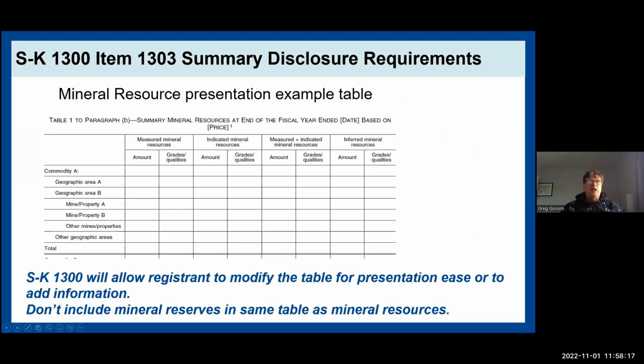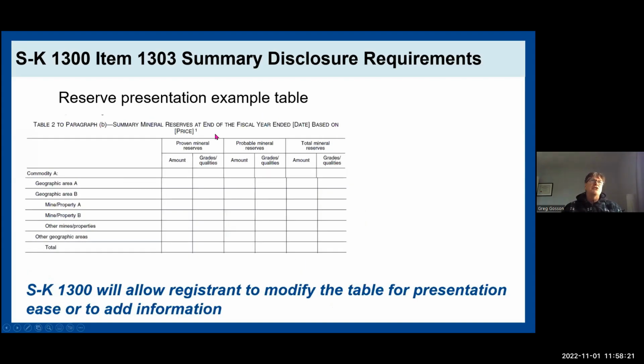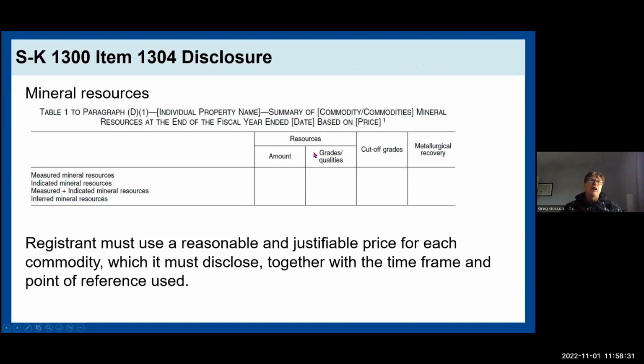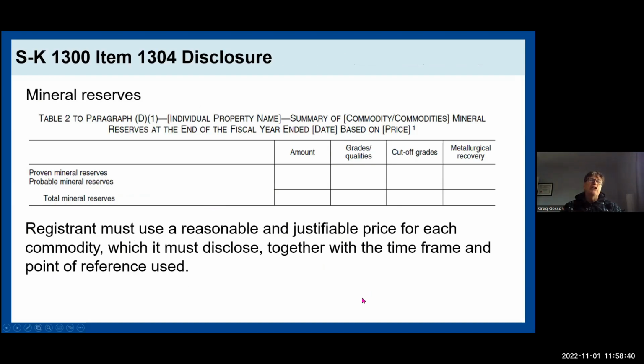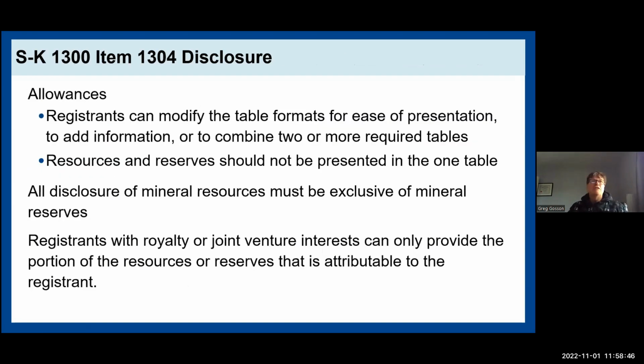Here's the table example they want to show for resources and reserves for summary disclosure. That's the resources, that's the reserves. So they give you a table and say, you can use this table or modify it slightly if you like, but this is the kind of information we want to see. For individual property disclosure, there's a similar table, but a little bit more detail for material properties, your mineral resources, and reserves. There are additional content requirements in the rule itself. Won't go through that, I don't have time for this presentation.